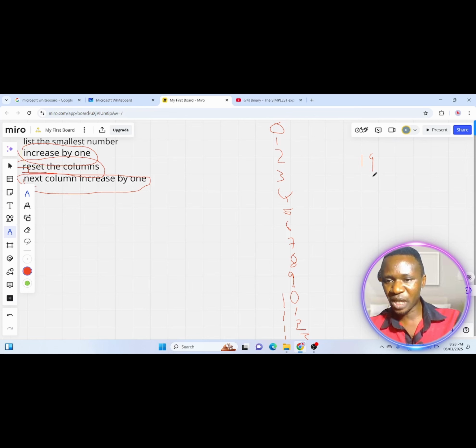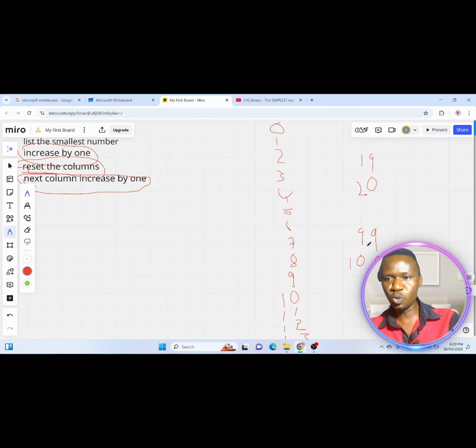Then we have to reset this digit to 0, and the other digit is incremented to 2. We continue with this arrangement until we get to 99. And when we get to 99, this number will reset to 0, this one will reset to 0, and another column will be activated. Then we get 100. So these are the basic principles that we use in calculating decimals.